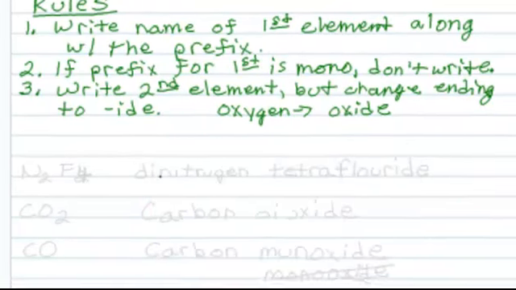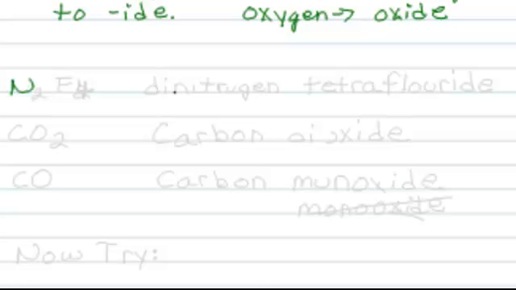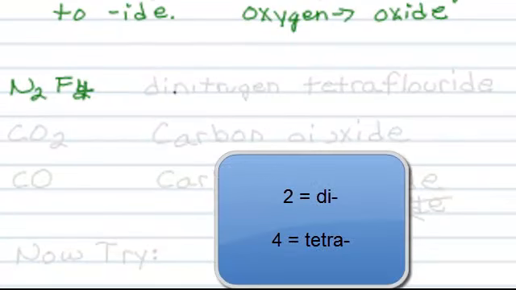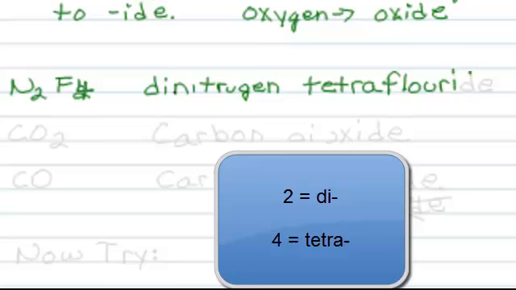The first sample that's on your paper is N2F4. So there's 2 nitrogens. You go over to your prefix chart, and next to 2 it says di. So you're going to say dinitrogen. And there are 4 fluorines. So the prefix for 4 is tetra. So dinitrogen, tetra, fluor, and then you change the ine to IDE. Dinitrogen tetrafluoride.